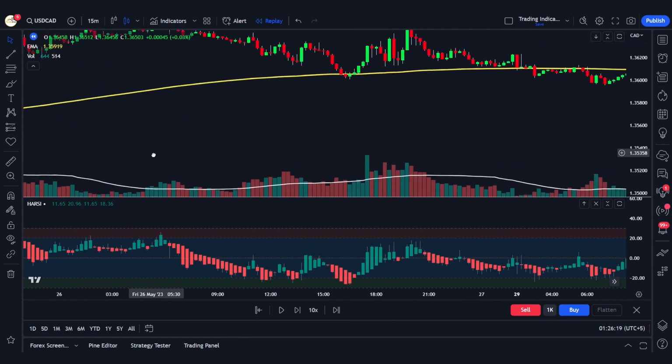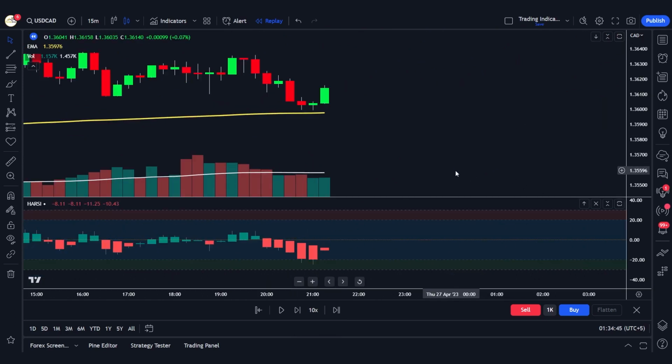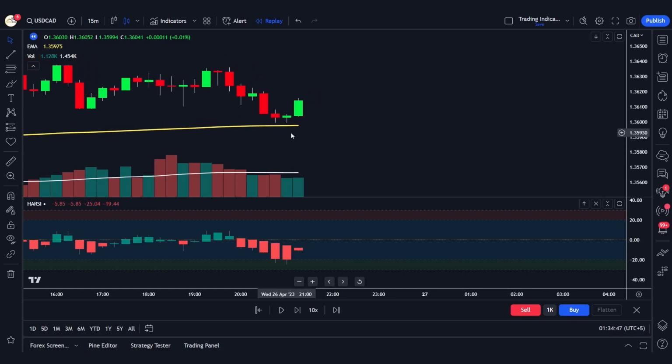Now all the indicators that we're going to need for this strategy have been applied, and let's go ahead and talk about the rules for taking long and short positions. So first of all, let's go ahead and talk about the trading rules for taking long positions, and the rules are as follows.